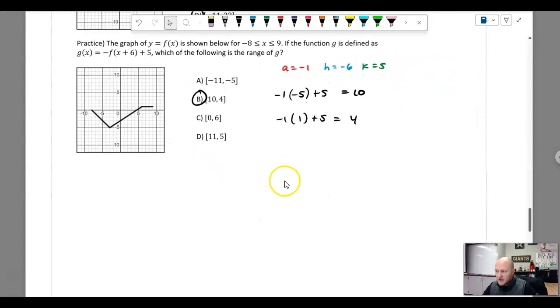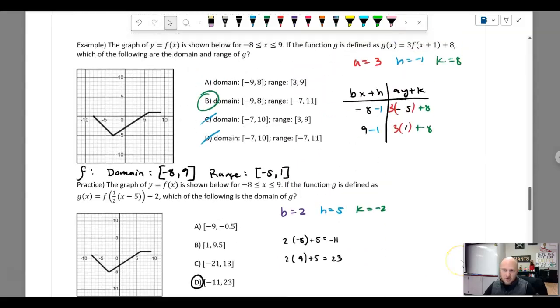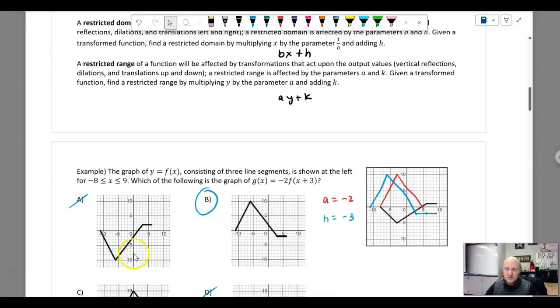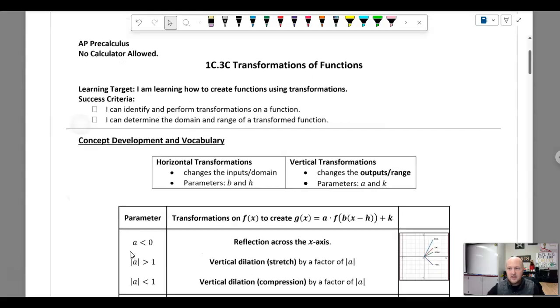So hopefully you learned about transformations of functions, especially when it comes to graphs and domain and range.